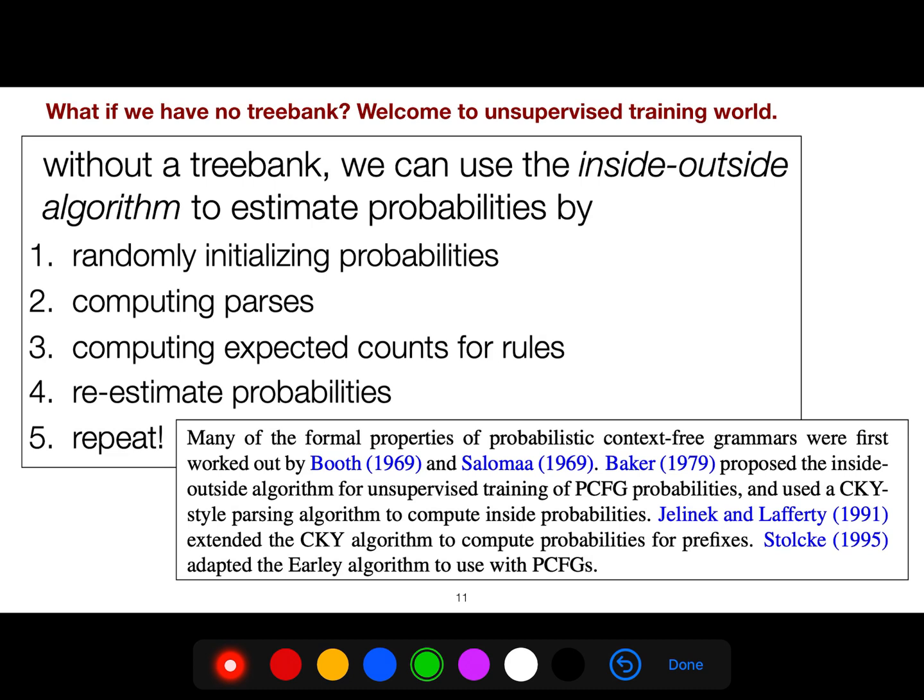So what if we have no treebank? Welcome to the unsupervised training world. Without a treebank, we can use the inside-outside algorithm to estimate probabilities by randomly initializing probabilities, computing the parses, computing expected counts for each rule, and re-estimating probabilities. So first we assume that we know the probabilities.